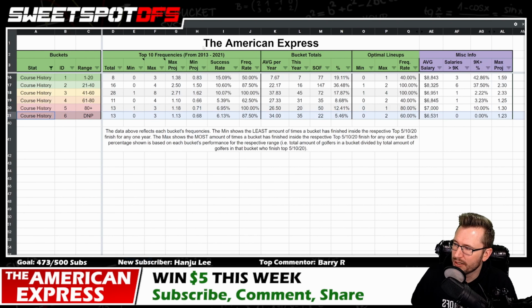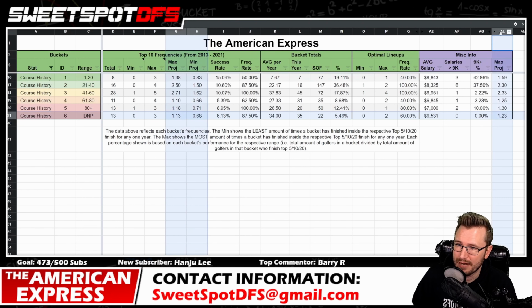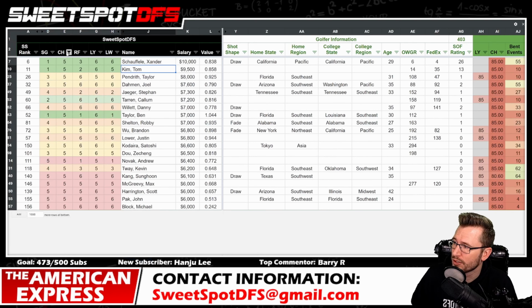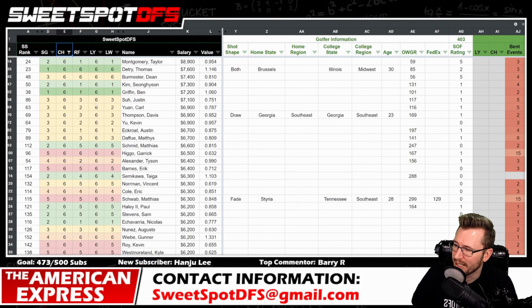The last bucket in the Course History buckets to talk about is the 6th bucket. These are guys who have not played this event ever. And we want somewhere between 0 to 2. So let's take a look at who heads this bucket. Taylor Montgomery, $8,900. Pretty good. You get a lot of rookies in here, by the way.